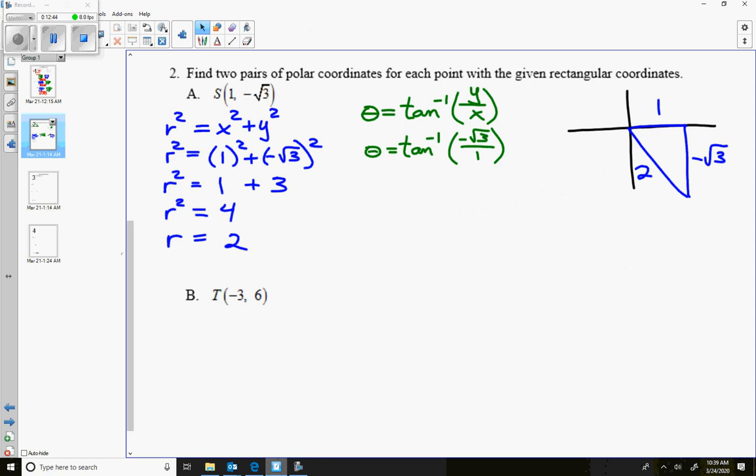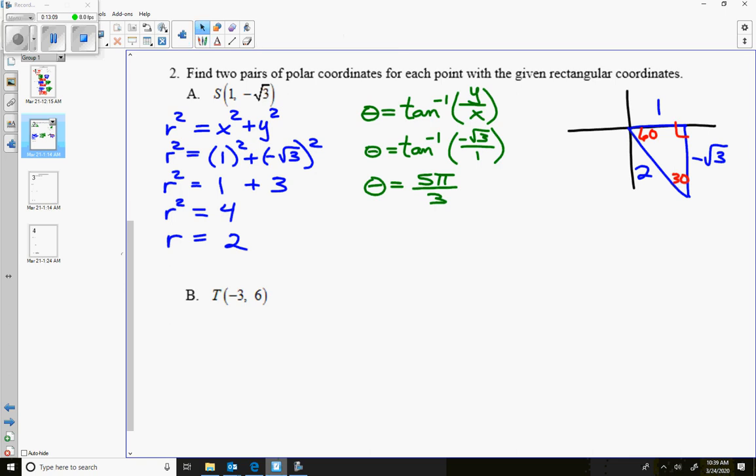So what we have here is a 30, 60, 90 triangle. So we're looking at a 60-degree angle in quadrant 4. So that would be 5 pi over 3.